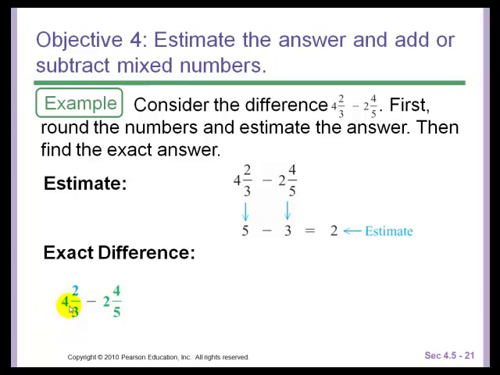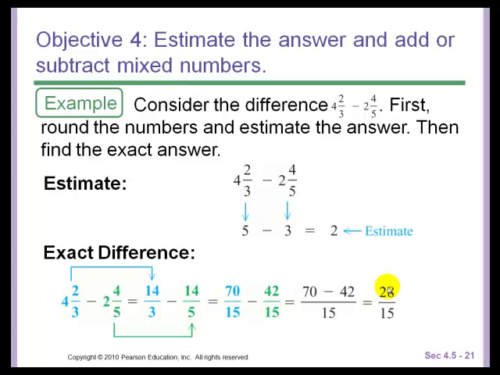To take 4 2/3 minus 2 4/5, we are going to first convert into improper fractions. Then a common denominator is 15, so we're going to multiply the first fraction by 5 on the top and the bottom, and the second fraction by 3 on top and bottom. We get 70 over 15 minus 42 over 15, which is 28 over 15. This is in simplified form, so you're welcome to leave it alone, or you can rewrite it as the mixed number 1 13/15, which is a little less than our estimate.